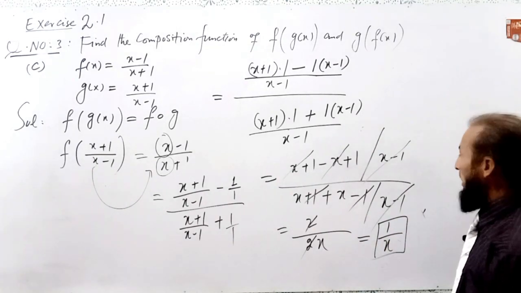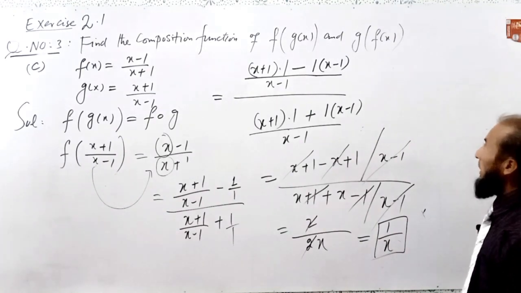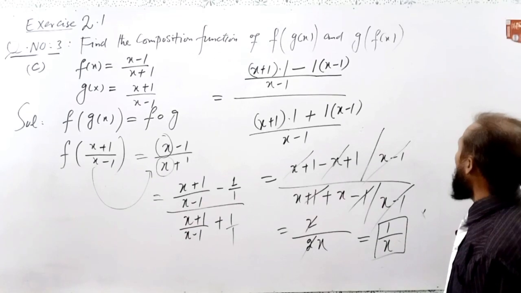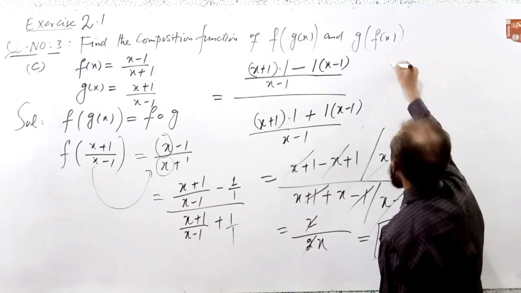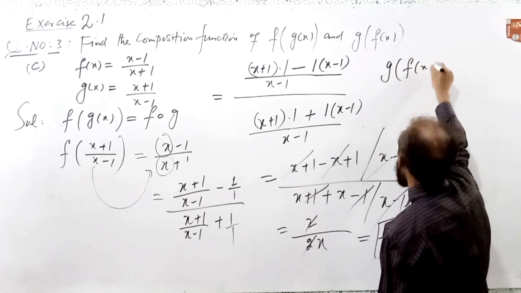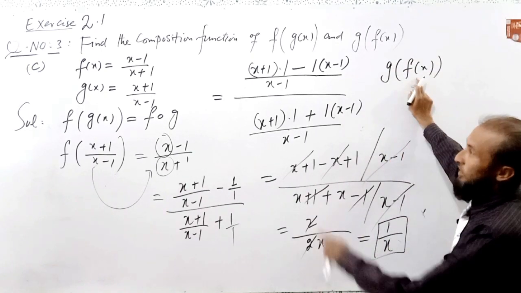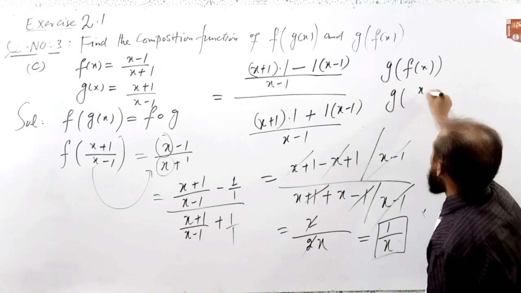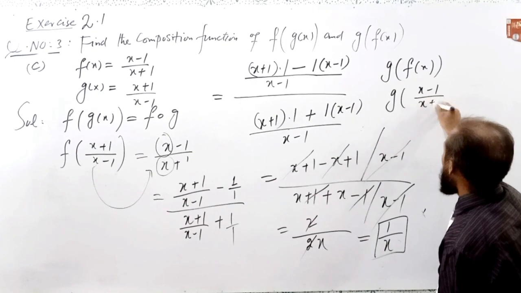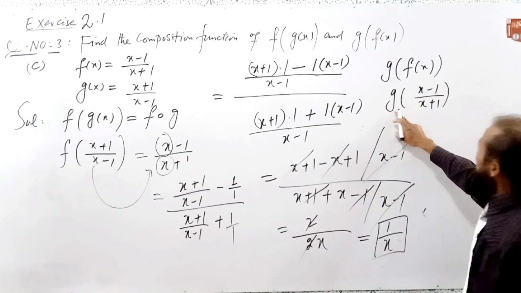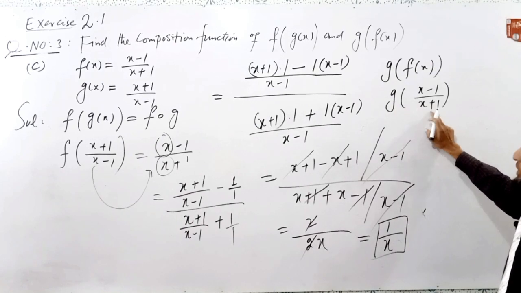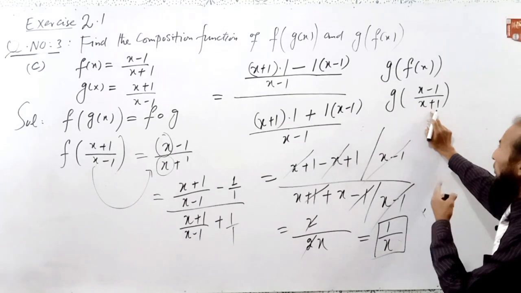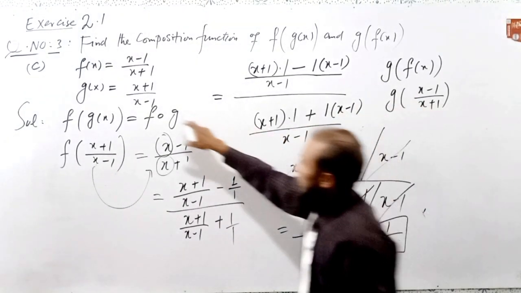F is the function of g of x. We get 1 over x. Similarly, we can find g as the function of f of x. We can write, it means that here we put first of all the function f of x value. We can write here x minus 1 divided by x plus 1. Now, in the g function, we put this value in the place of x.